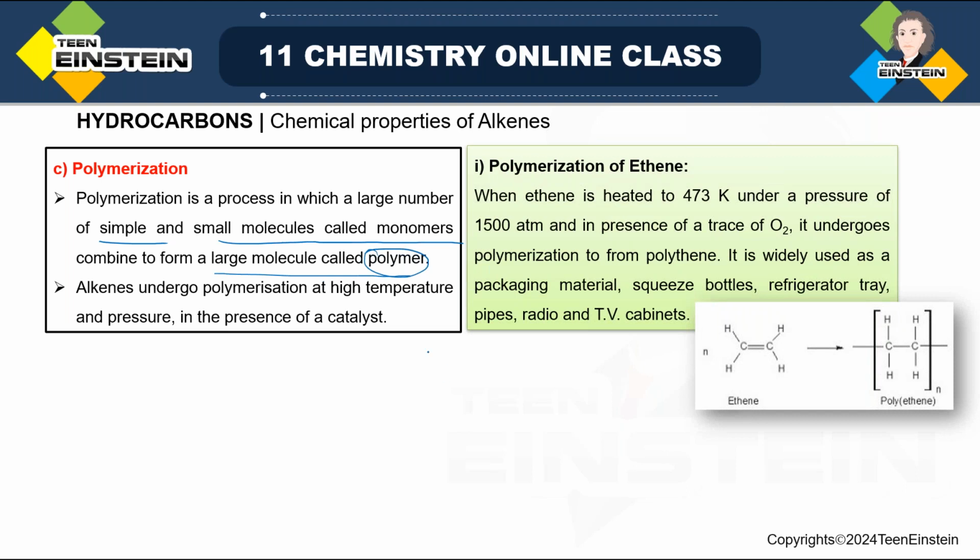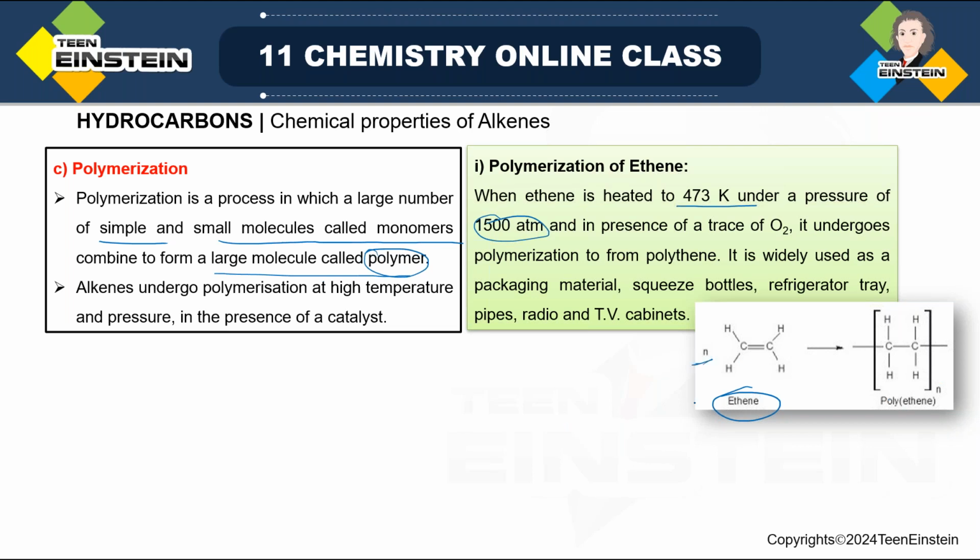Now, under polymerization, first we will see polymerization of ethene. The details of polymerization, what happens, depend on what type of alkene you have started with. The details have a separate unit, polymerization. But here we will just see 2 examples. One is with ethene, the simplest alkene, that is ethylene, heated to 473 Kelvin under a pressure of 1500 atmosphere. So look at the value, it is so high. In presence of a trace amount of O2, it undergoes polymerization and we get polyethene.